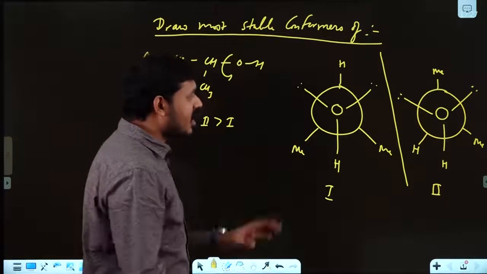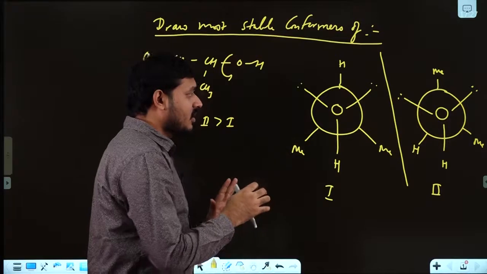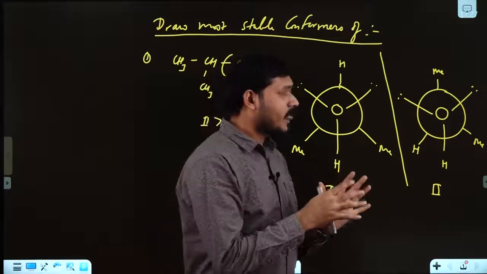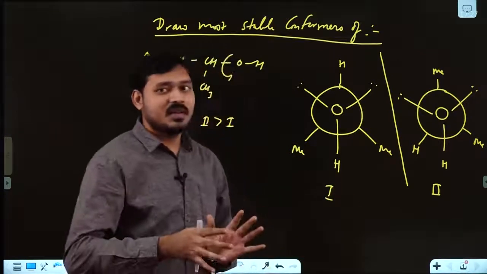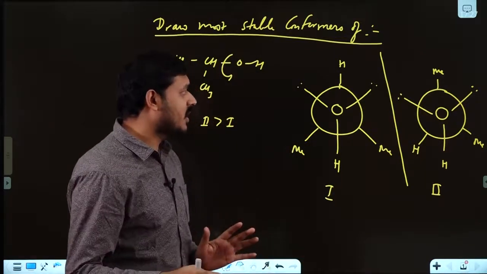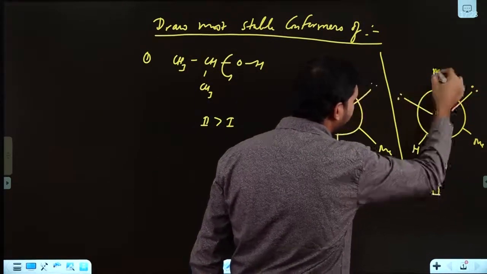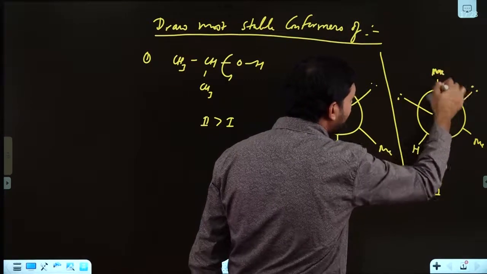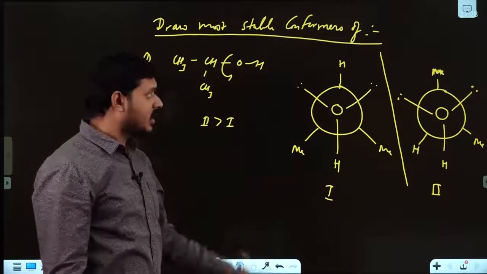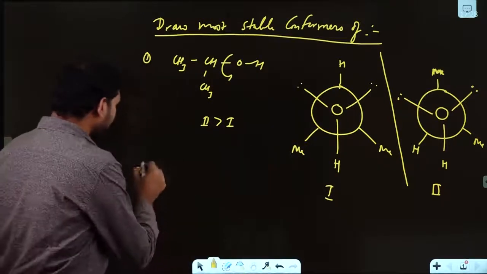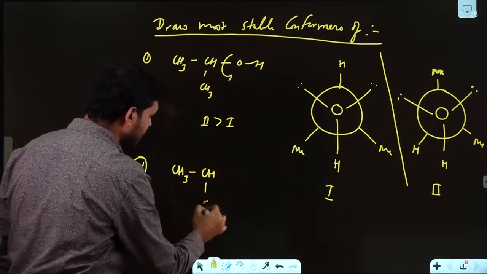Now you may ask, sir, how? So just understand, as per the gauche effect, if the lone pair and the bulky group occupy the gauche position, then that conformer will be the most stable form. So here this lone pair and this bulky group in gauche form will be more stable. So the second is more stable than the first. Clear? Okay, so let's see another example.